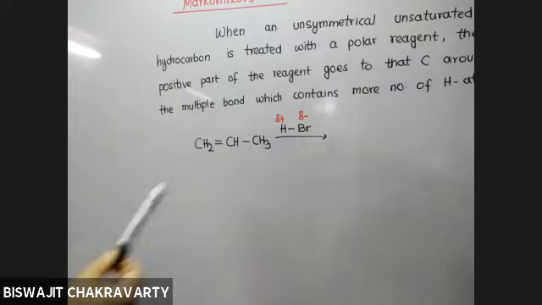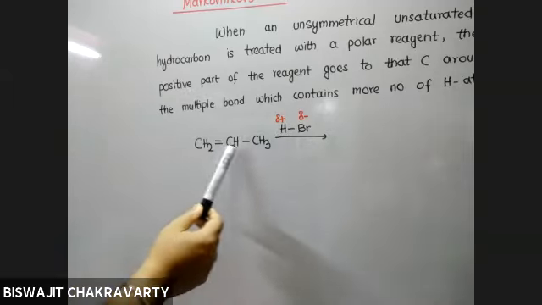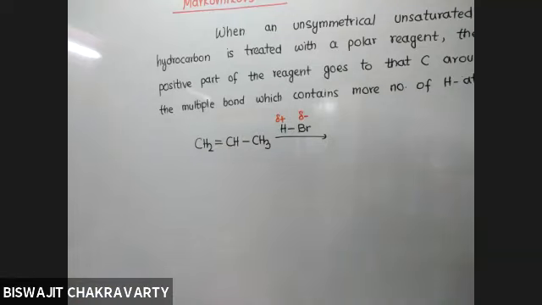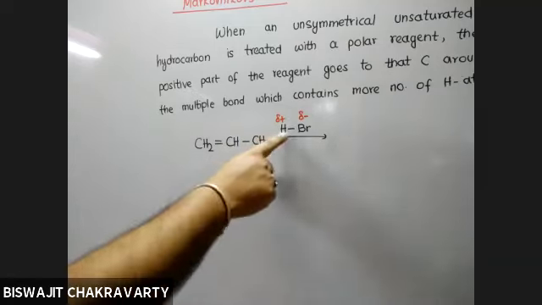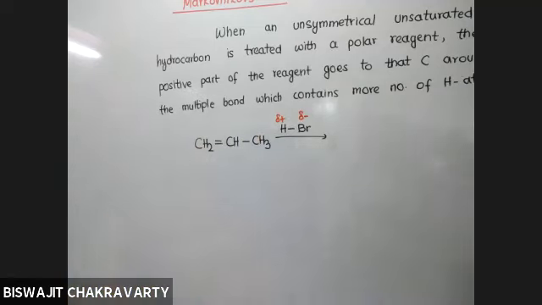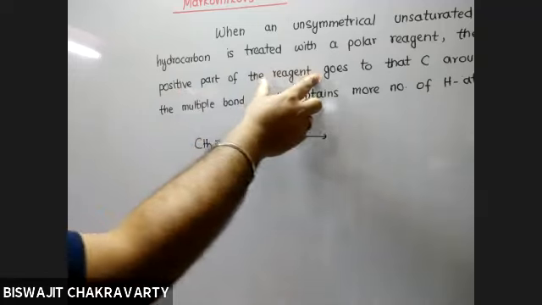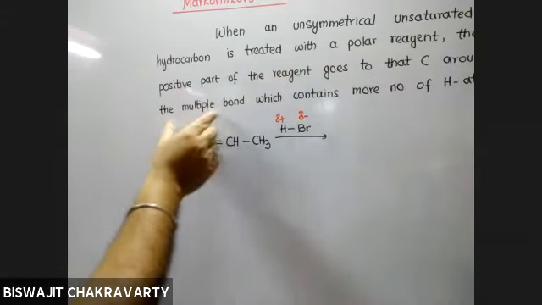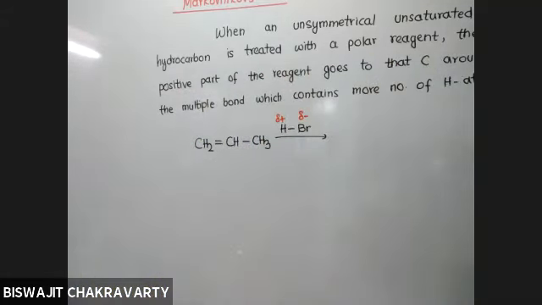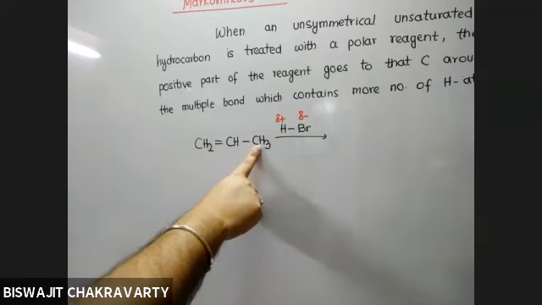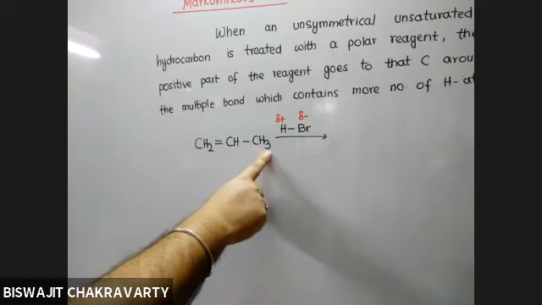Now, according to Markovnikov's rule, hydrogen should go to which carbon around the double bond? Go through the rule and tell me. Should hydrogen go into the left side? Why? Because hydrogen is the positive part. The positive part of the reagent goes to that carbon around the multiple bond which contains more number of hydrogen atoms. Don't count this one. I know this contains the maximum number of hydrogen atoms.